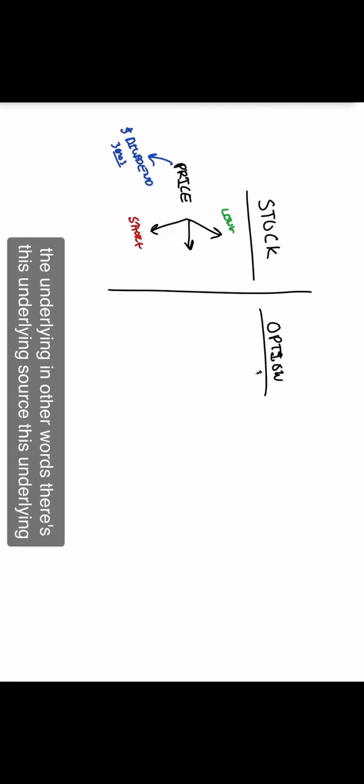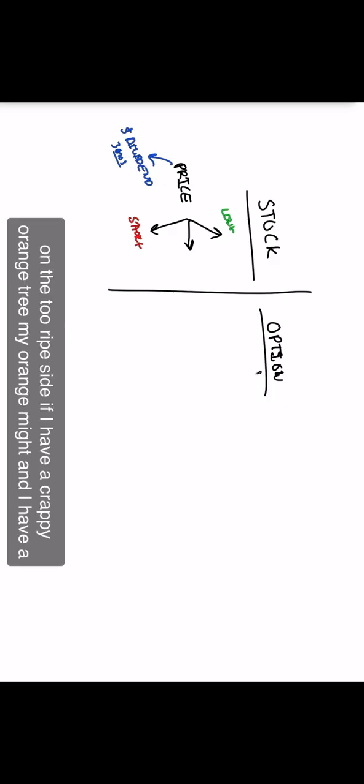So we would call the orange juice the derivative, and the word for the orange would be the underlying. In other words, there's this underlying source. If I pick that orange at the perfect time and then squeeze it, my orange juice is going to taste awesome. But if I pick that orange too early or too late, my orange juice is going to be really nasty on the unripe side or really nasty on the too ripe side.